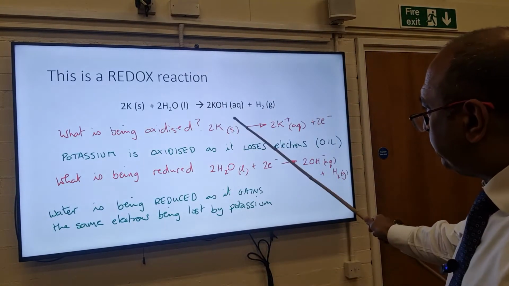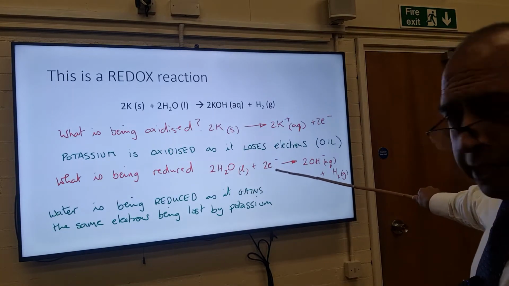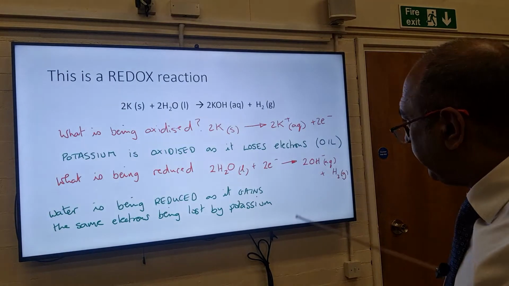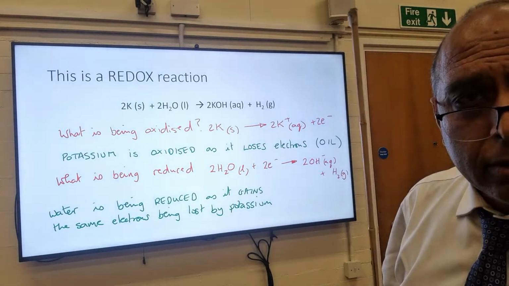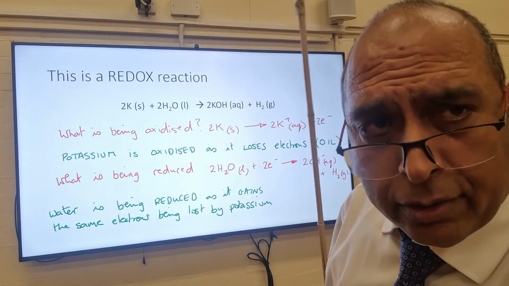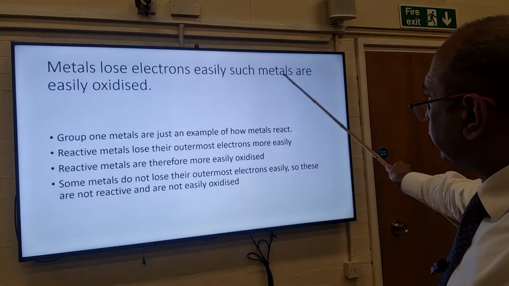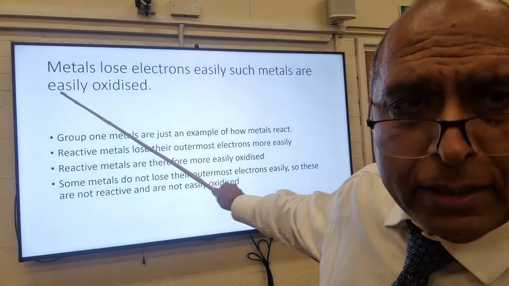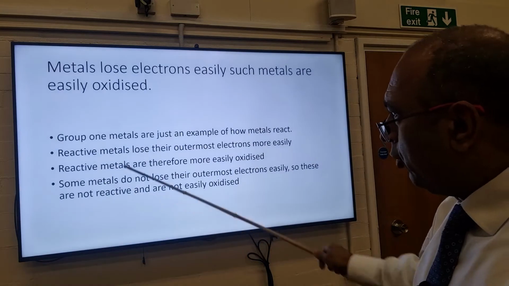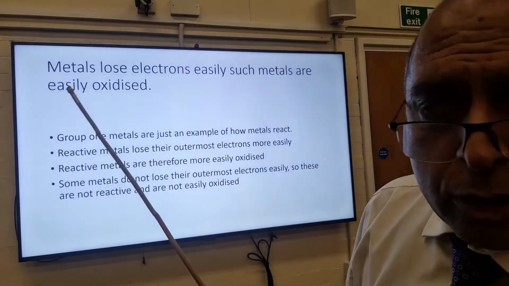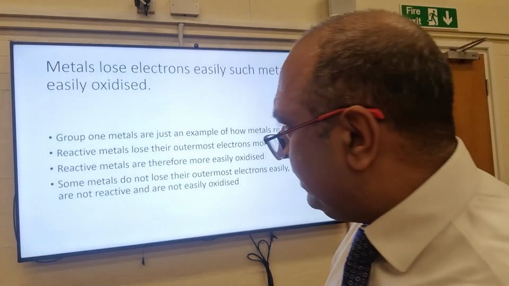What's being oxidized? Potassium. Potassium is oxidized. What's being reduced? Water. Water gains the electrons, turns into hydroxide ions. Water is being reduced, it gains electrons. So it's a redox reaction. Metals lose electrons easily. As such, metals are easily oxidized. Group 1 metals are an example. Reactive metals lose their outermost electrons. Reactive metals are oxidized easily.